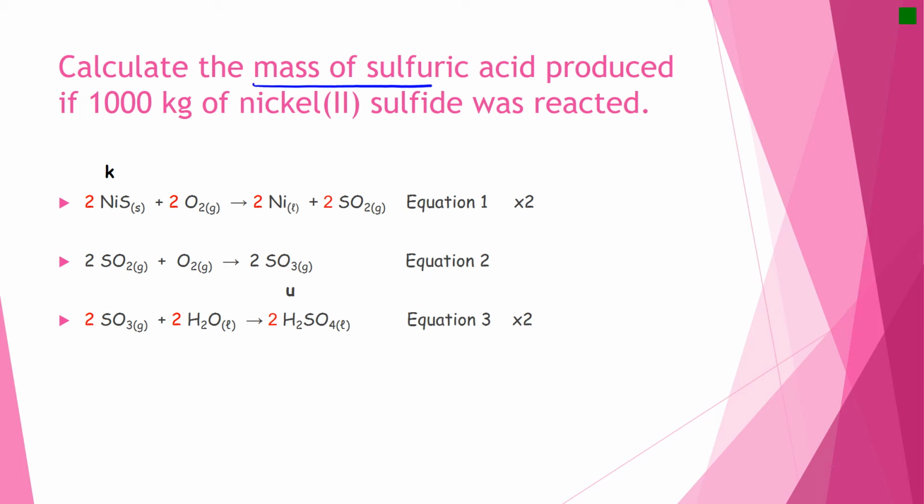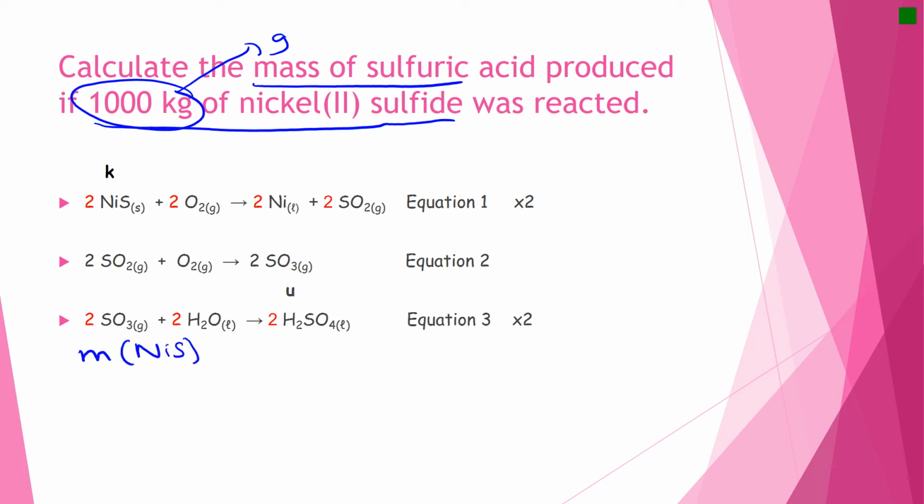We want to find the mass of sulfuric acid with 1,000 kilograms of nickel sulfide. Now remember previously we said we had to convert the grams into kilograms. So that's the first thing I'm going to do. I'm going to say the mass of nickel sulfide is 1,000 kilograms. Now I have to convert that to grams, so I'm going to multiply by 1,000, which is equal to 1,000,000 grams.